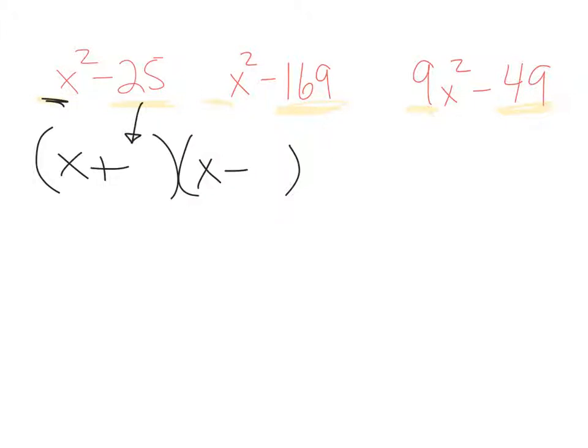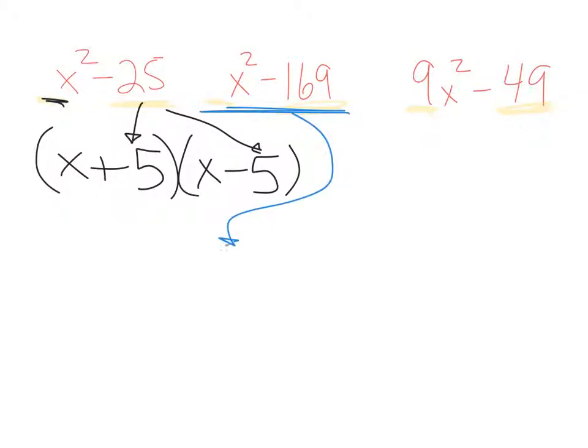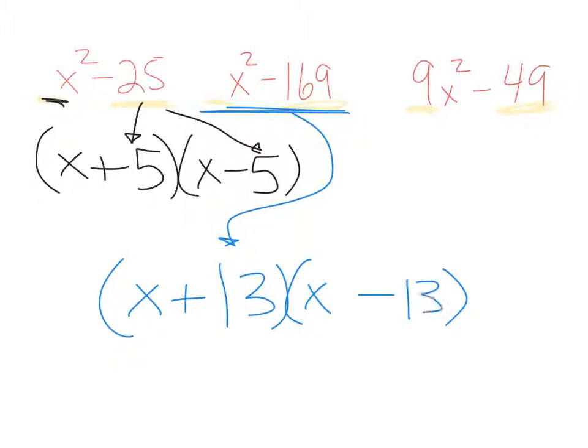So the first thing we do is take the square roots, and we get x plus 5 and x minus 5. Those are the factorizations of x squared minus 25. Bam, done. Okay, similarly with 169. That factors to x plus the square root of 169 and x minus the square root of 169, which hopefully you know is 13. So that one factors to x plus 13 and x minus 13.